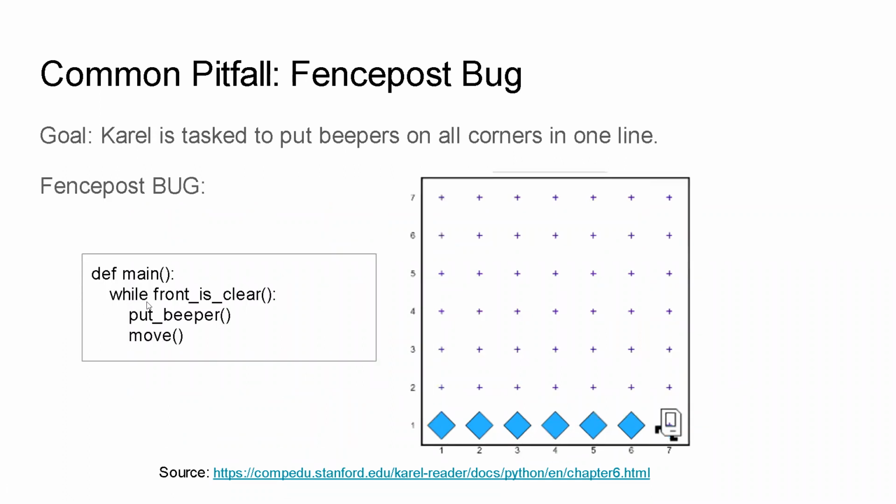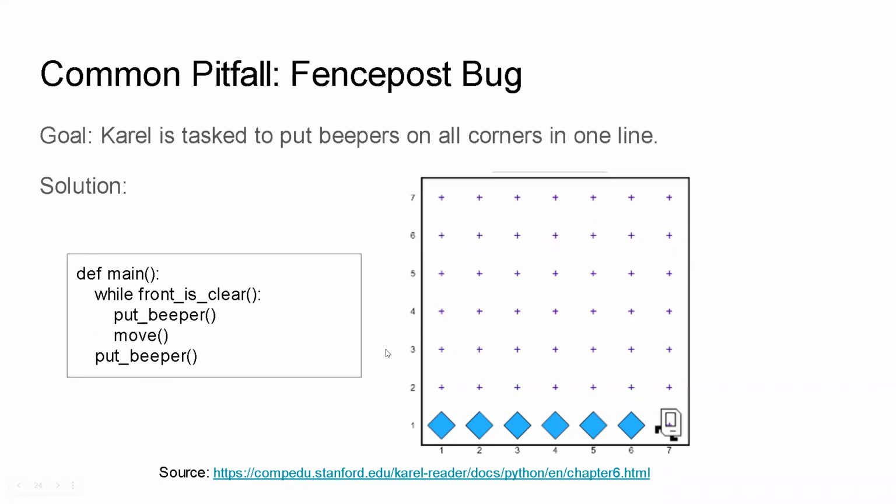For example, in this case, while front is clear, if you're putting a beeper and moving afterwards, the last beeper will not be installed, or the last position will have no beeper. This can easily be solved by putting a beeper outside of the iteration, like this one.